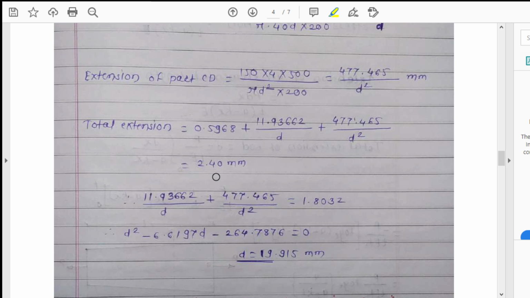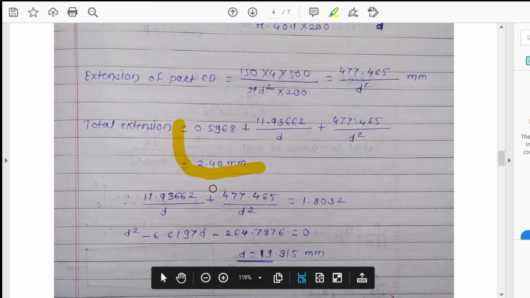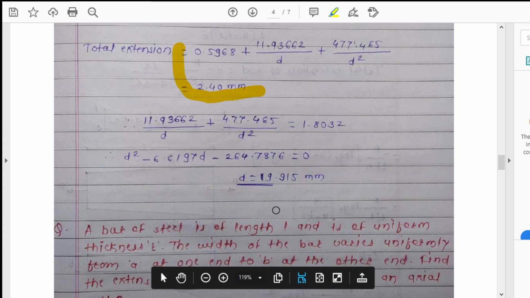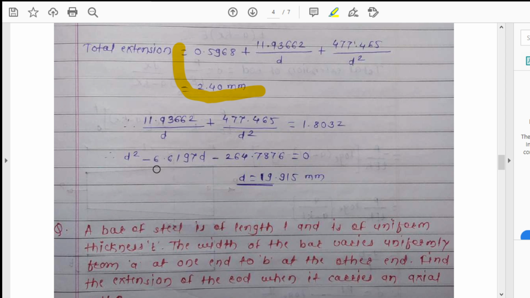So we have to find out the value of d from this whole formula. Now simply rearrange these whole things and calculate the value of d. Here you will get a second degree equation, that is d square minus 6.61 d minus 264.78 equals 0. This is the second degree equation. Now using any method you can find out the d value.